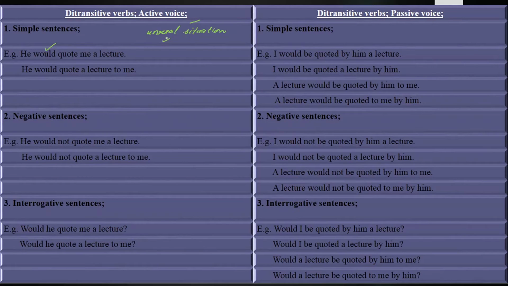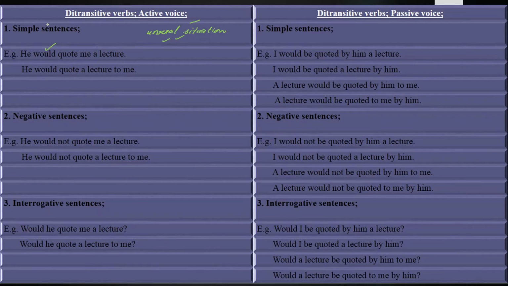And number two, I did not get the opportunity to help you. Clear? So that is why I did not help you. So these are the two reasons. For that we will be using the modal auxiliary verb would.